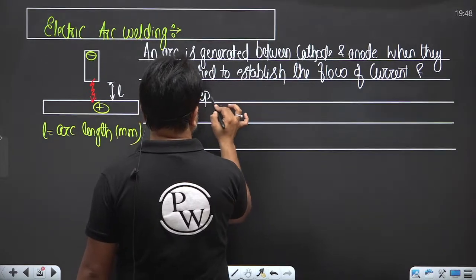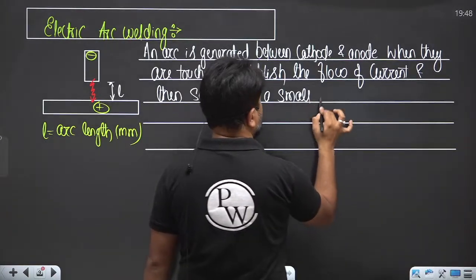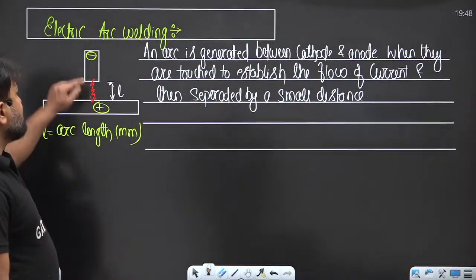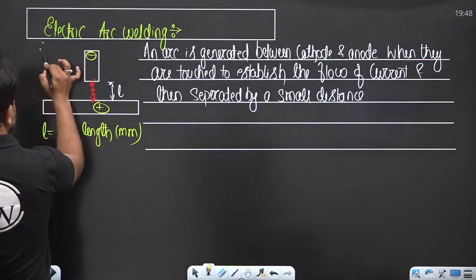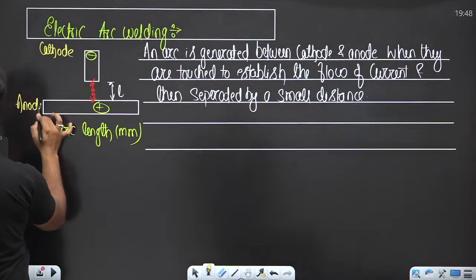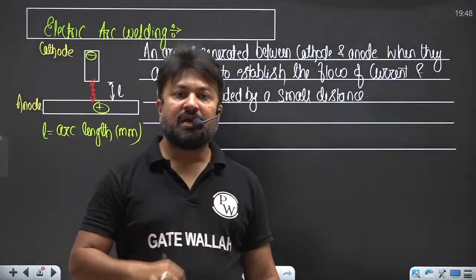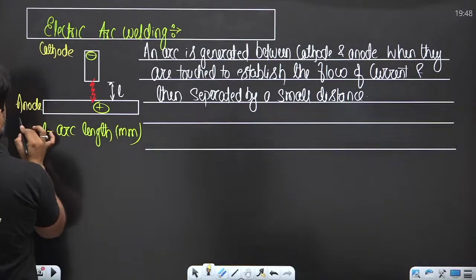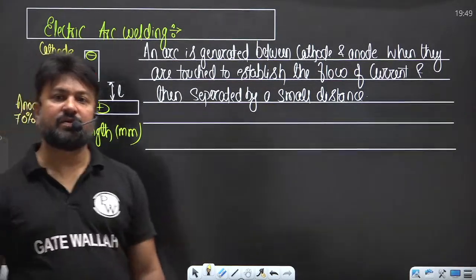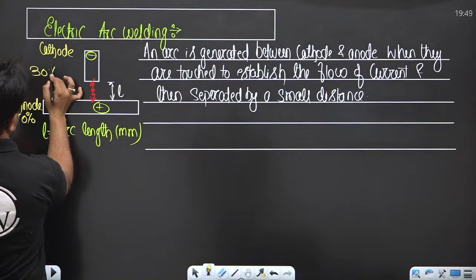Separated by a small distance, right? So this is the cathode here. Negatively charged is cathode, positively charged is anode. When the electrode is cathode and the workpiece is anode, then at the anode 70% heat is generated and 30% heat is generated at the cathode.